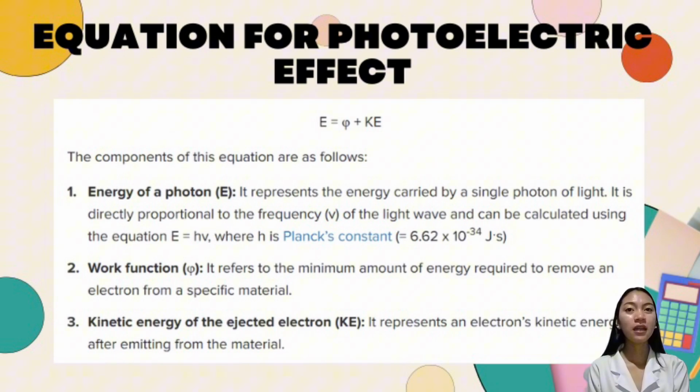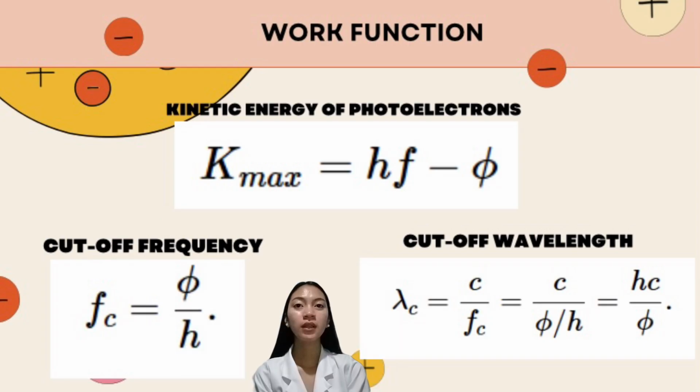And lastly, the kinetic energy of the ejected electron. After a photon strikes the metal surface and ejects an electron, the remaining energy is converted into the kinetic energy of the emitted electron. This represents the electron's kinetic energy after emission from the material. So the equation for the kinetic energy of photoelectrons is Kmax equals Planck's constant times frequency minus phi. The energy of the incoming photon is absorbed by the electron. Part of this energy is used to overcome the work function, and the remaining energy is converted into the kinetic energy of the ejected electron.